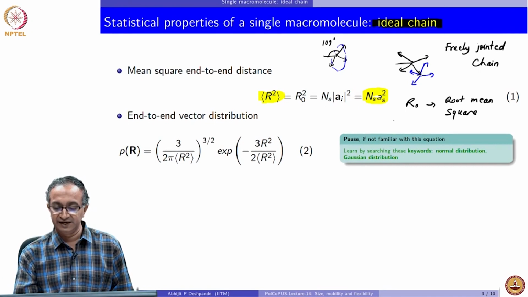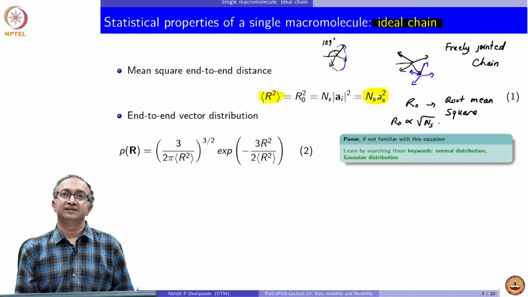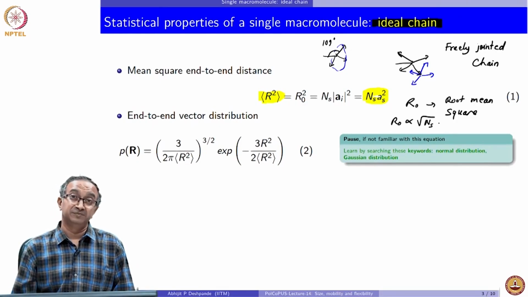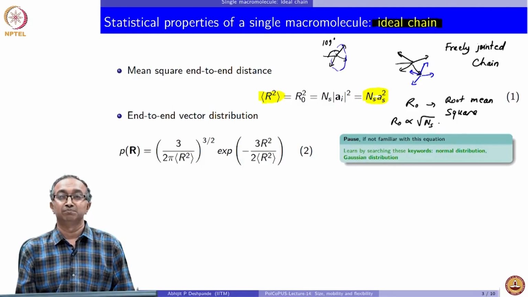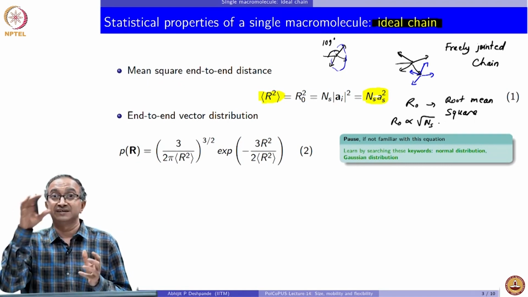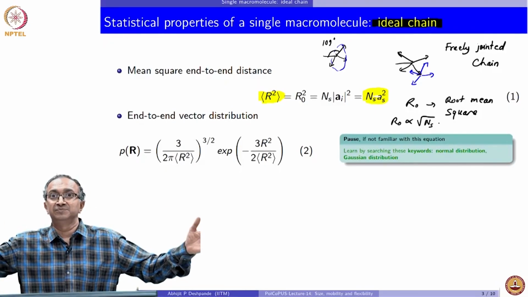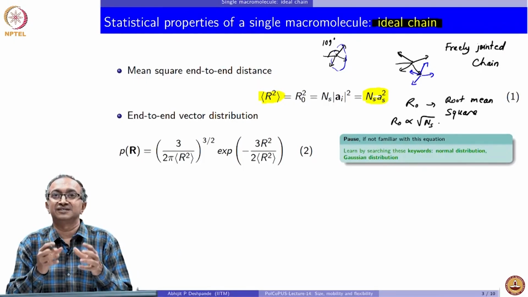So in the case of an ideal chain, R0 is proportional to square root of the number of links. Or in other words, ideal chain, the end-to-end distance is proportional to square root of molar mass. So if I increase the molar mass by 100 times, the contour length increases by 100 times. But end-to-end distance only increases 10 times. So you can see the coil-like nature of this macromolecule object. I increase the length of the chain 100 times, but the end-to-end distance only increases 10 times.